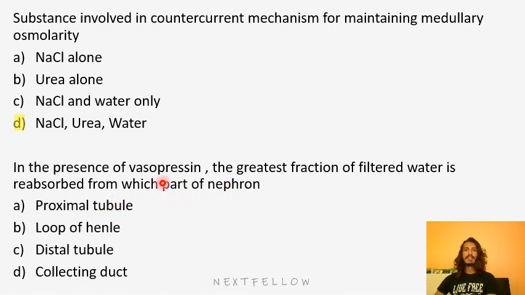In presence of vasopressin, the greatest fraction of filtered water is reabsorbed from which part of the nephron? This is sort of a trick question. Whether vasopressin is involved or not, the greatest fraction of filtered water that is reabsorbed is obviously from the proximal part, regardless of vasopressin. So the answer here is proximal tubule. Some people might get confused thinking that vasopressin acts on the collecting duct, so they might go for that answer, but that is not the scenario here.